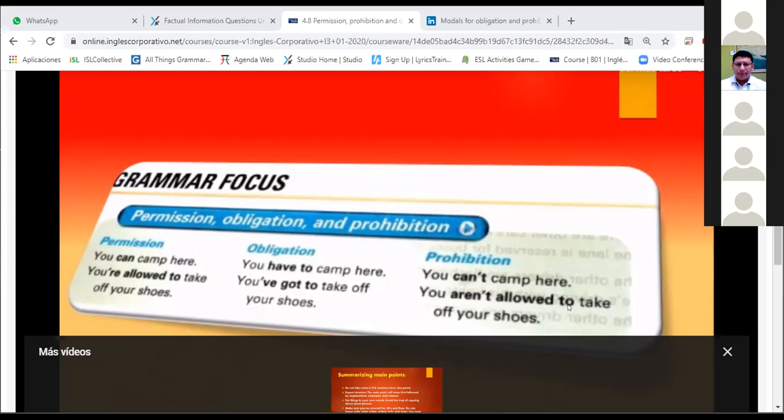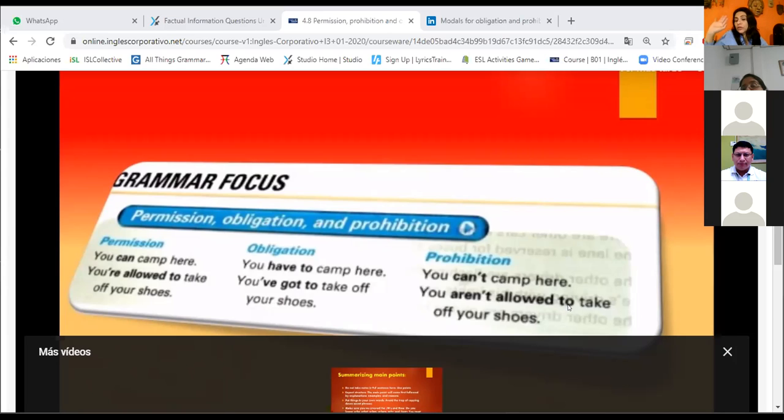Okay, so this is what I want you to do. You're going to go to your groups right now, and I want you to use permission, obligation, and prohibition, but I want you to come up, not with sentences, I want you to come up with a conversation where in the conversation you're using permission, obligation, and prohibition in one conversation. I don't want three conversations. I want one conversation where you can use everything.